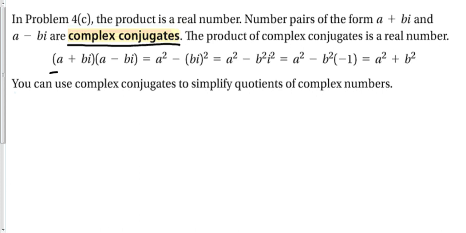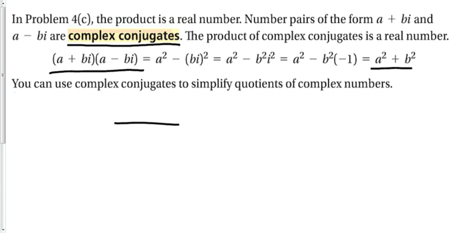Okay? Any complex conjugates, the middle terms are always going to cancel out, and the last term is going to be minus bi squared, which is always going to turn into plus b squared. So if I have a pair of complex conjugates, my shortcut to multiply these together would just be to take the first number squared plus the second number squared. Okay? And we can use these to simplify quotients of complex numbers.